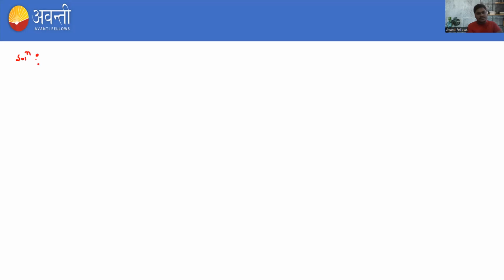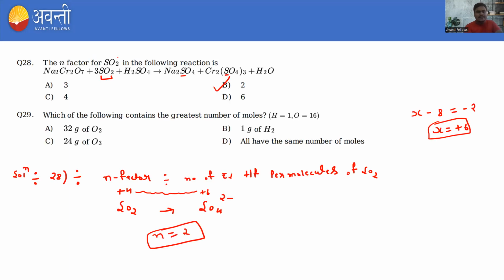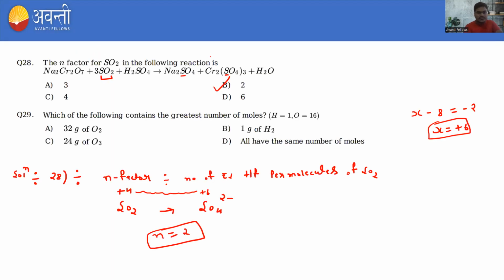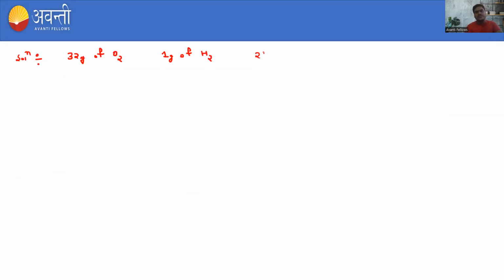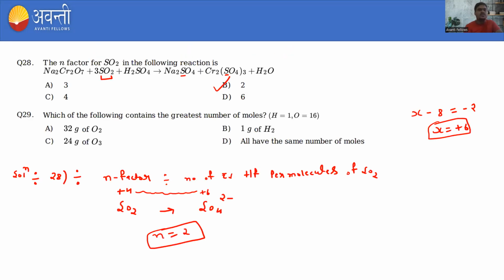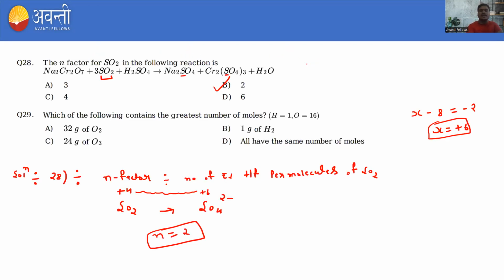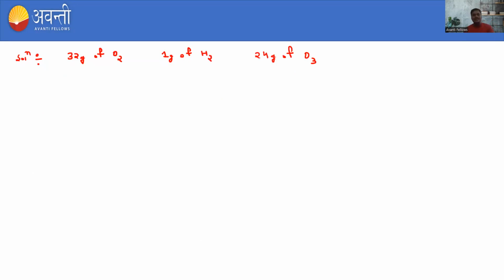So, we have 32 gram of O2, right? And 1 gram of H2. And what else? 24 gram of O3, we have. And the last option says that all have the same number of moles. So let us find, and then we come to the conclusion of what is right and what is wrong.